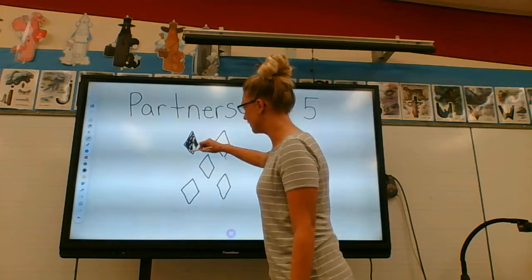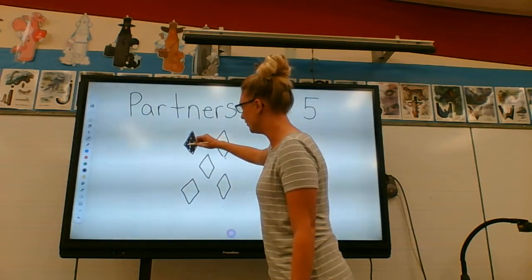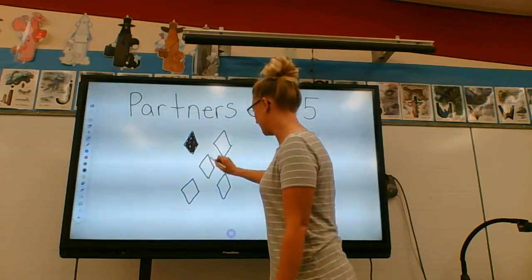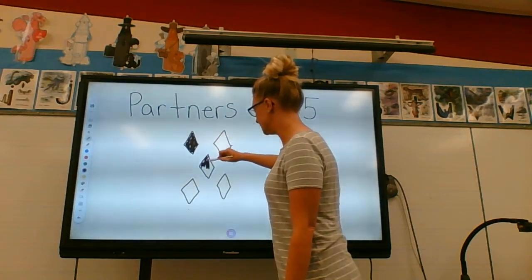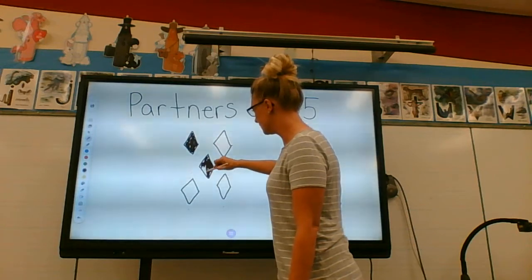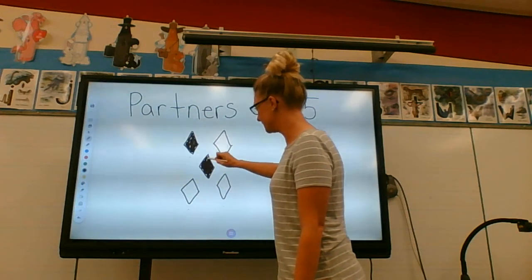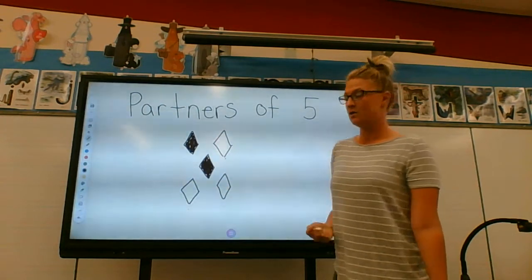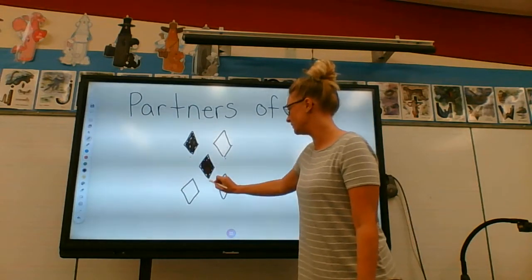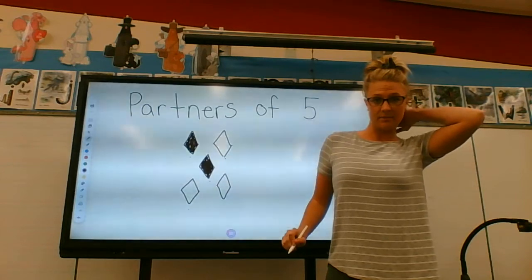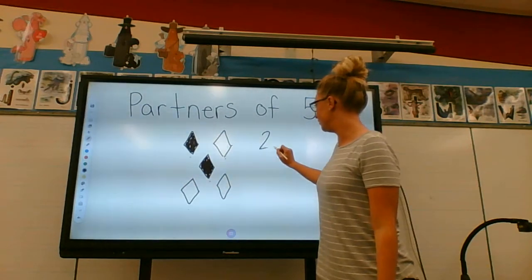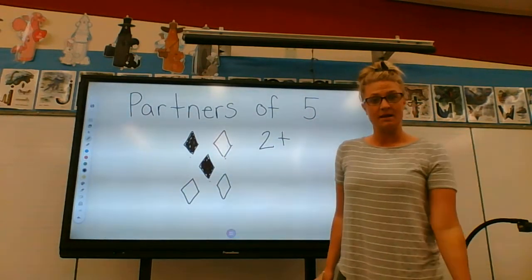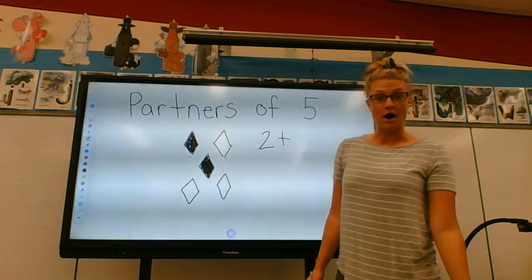And you don't have to shade in on your worksheet because it's already done for you. Your only job is just to figure out what the partners of 5 are by counting the shaded and the non-shaded boxes. So I'm shading in 2 diamonds so that it looks like one of the problems on your worksheet. Okay, so remember our first job is to count the number of objects that are shaded. So I shaded in 2 diamonds, 1, 2, and that's going to be our first number in the equation. 2, and I'm going to add my plus sign because we know we're adding these numbers together to get to 5.